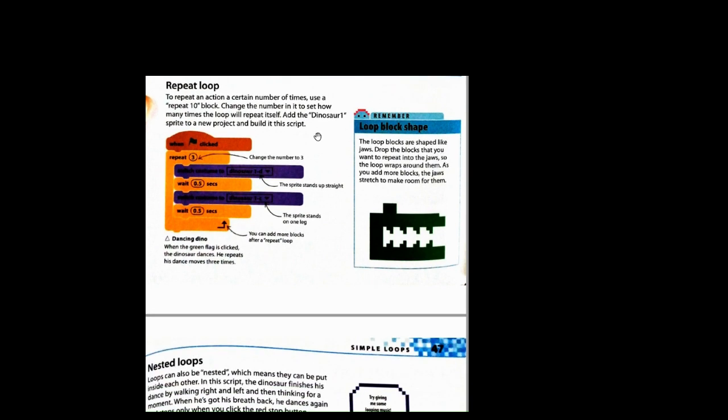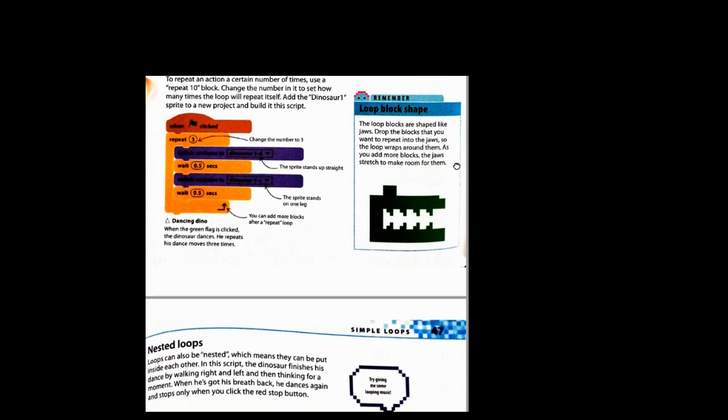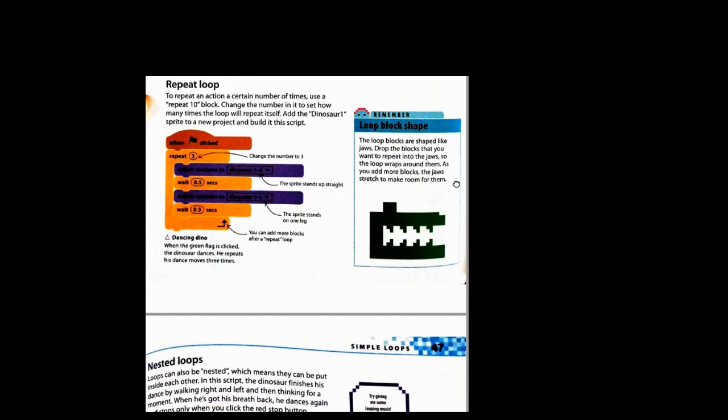Repeat loop. To repeat an action a certain number of times, use a repeat 10 block. Change the number in it to set how many times the loop will repeat itself. Add the dinosaur 1 sprite to a new project and build this script.